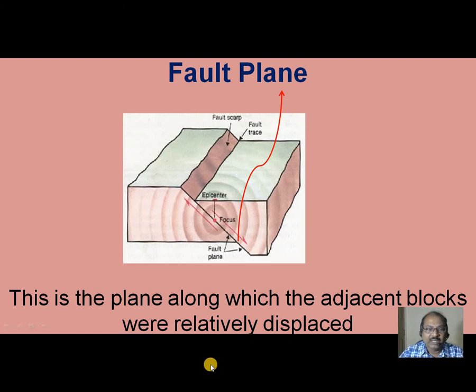Fault plane. This is the plane along which the adjacent blocks, this is one block, this is another block, are relatively displaced. So this is called a fault plane. So fault plane is a plane along which there is a displacement on both the sides.